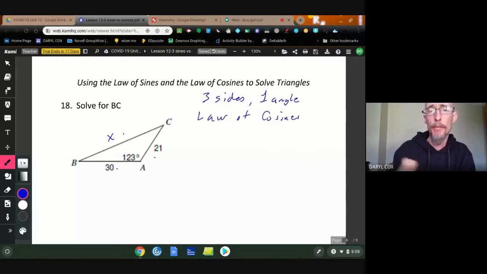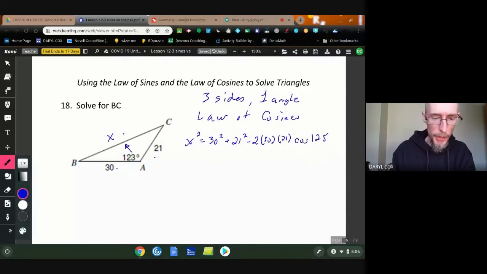And like I said, just for fun, let's set that up. The side I'm looking for is across from the angle, so there's my lone side. X squared equals 30 squared plus 21 squared minus 2 times 30 times 21 cosine of 123. But again, I'm not worried about you solving this, okay? So let's look at another problem, okay?